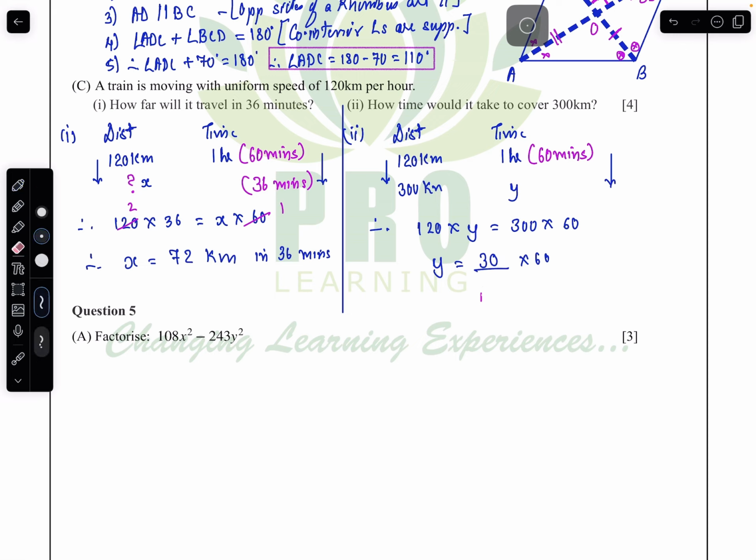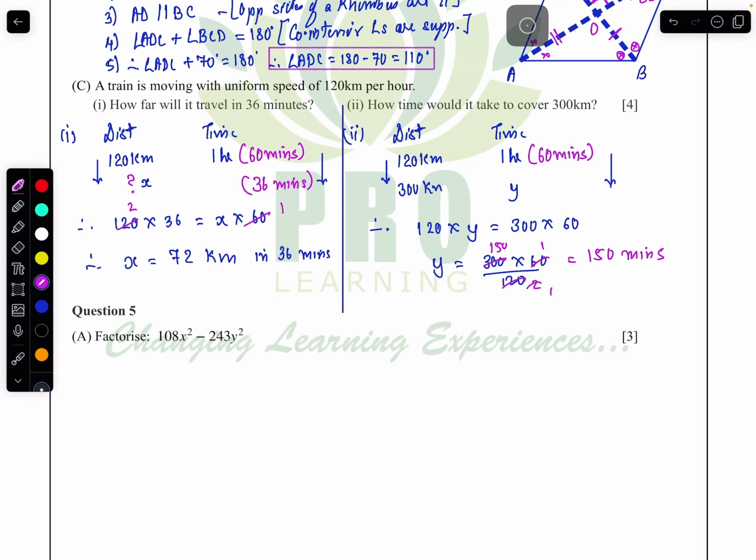Now we could change it and do it again. So this is 300 times 60 over 120. So 60 times 2 is 120. 2 times 1, 2 times 150. So this becomes 150 minutes.